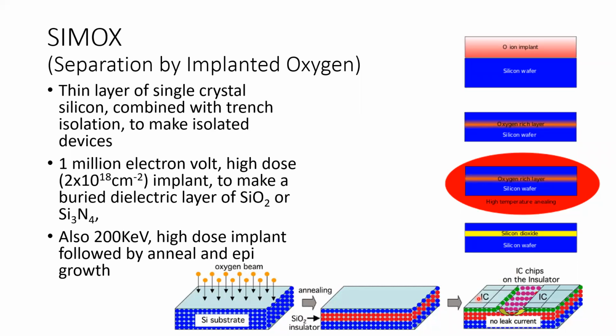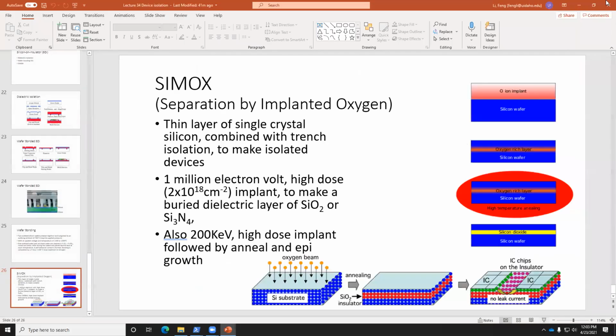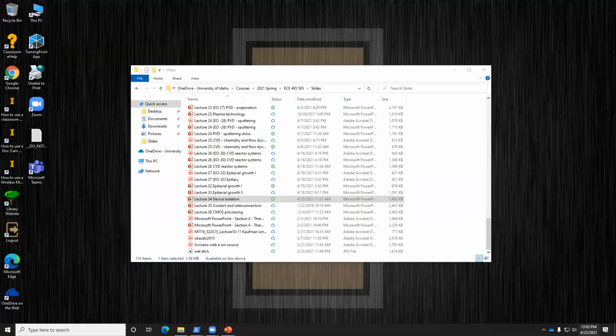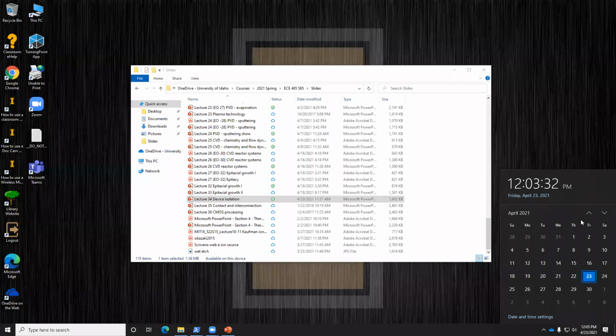And next lecture we are going to talk about contact and interconnection. Before we start the class, let's look at our plan. Today is the 23rd, Friday.